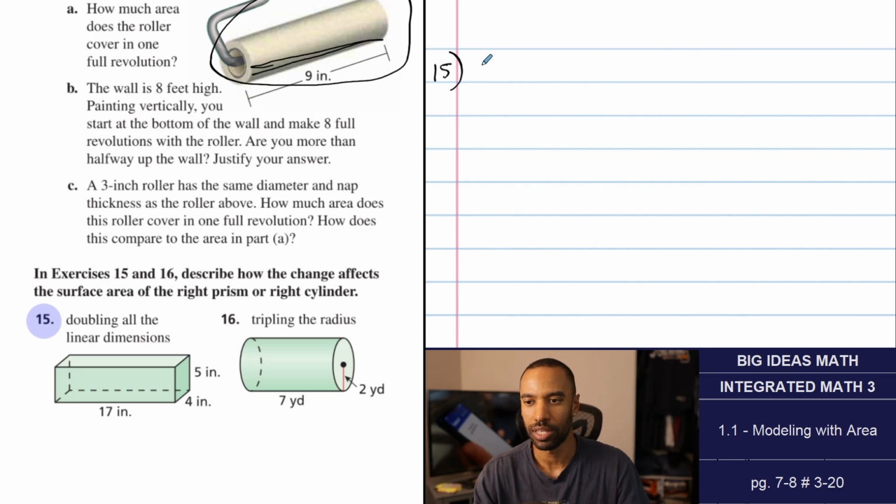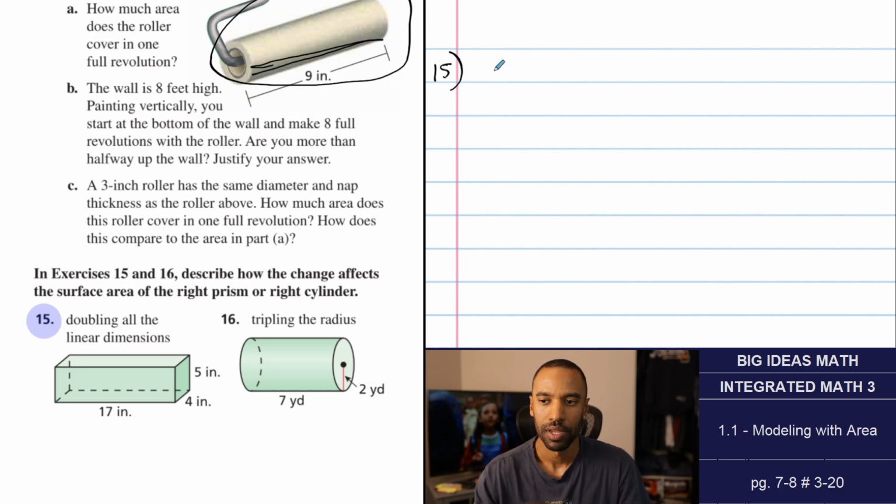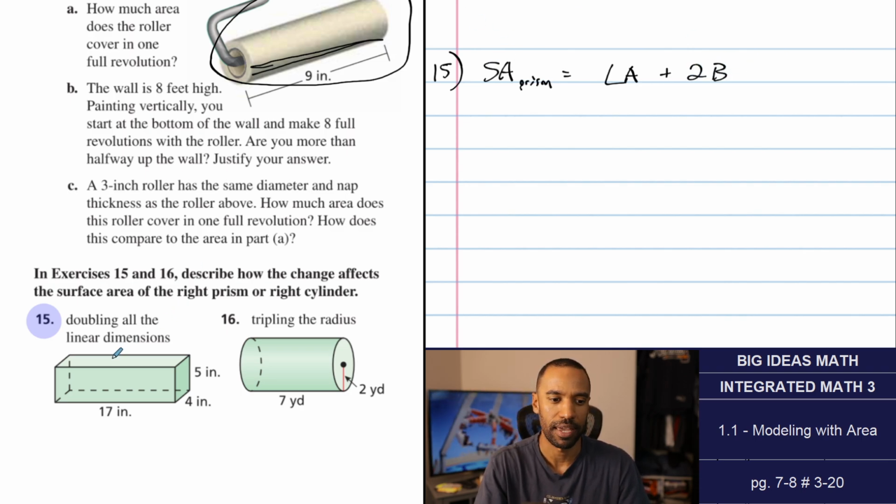So what we originally have here, let's start with our originals. The surface area of a prism is the same as a cylinder. It's the lateral area plus the area of your 2 bases. Now, I consider my bases to be, say, on top and bottom. It's not always the case, but I consider these to be on top and bottom.